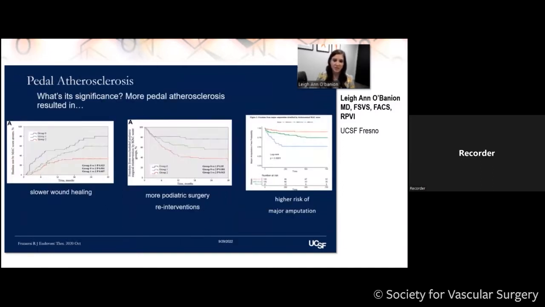The same authors also identified that patients with more pedal atherosclerotic burden had significantly slower rates of wound healing, required more podiatric reinterventions, and had an overall higher rate of major amputation.